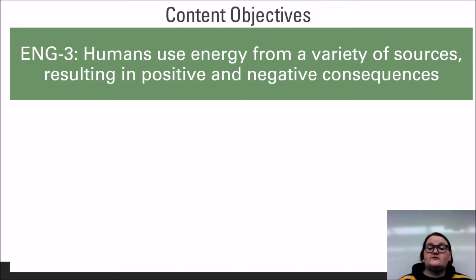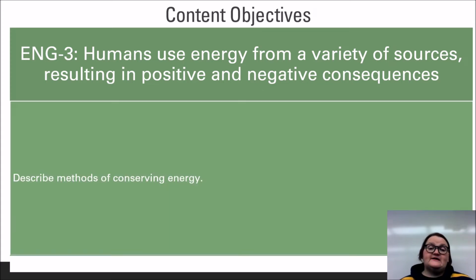Here we're finishing our deeper dive into energy generation resources, processes, and uses. Here we're going to discuss how we make energy resources and energy use more efficient and conserve that energy. This leads us to our content objective of understanding that humans use energy from a variety of sources, resulting in positive and negative consequences. By the end of this lesson, you should be able to describe methods of conserving energy.